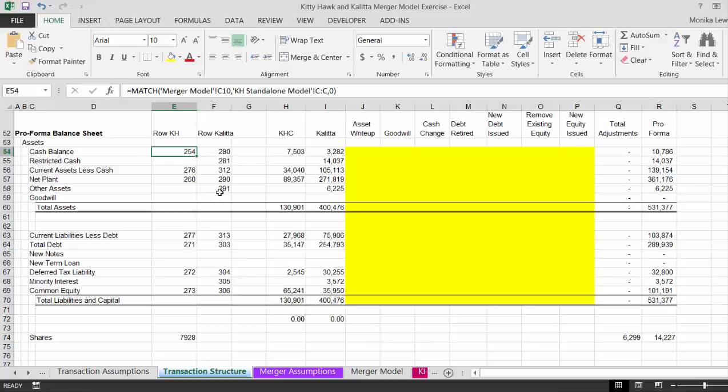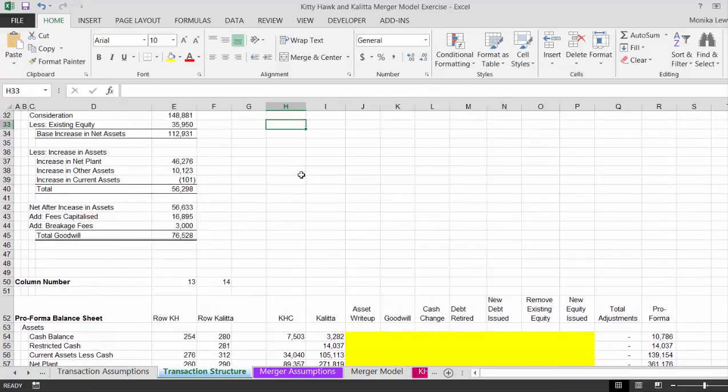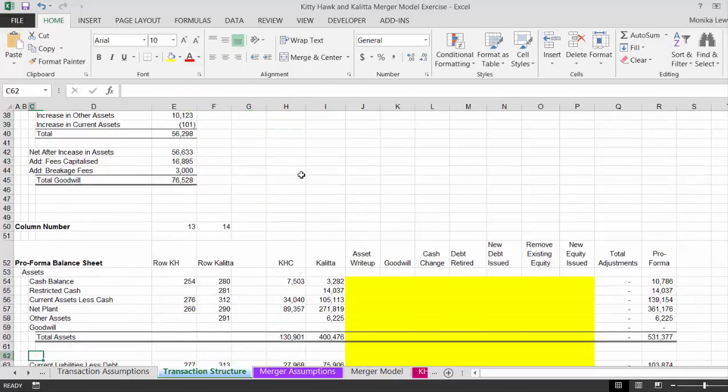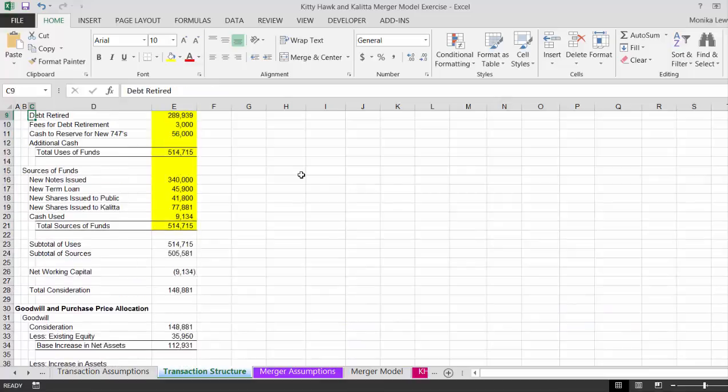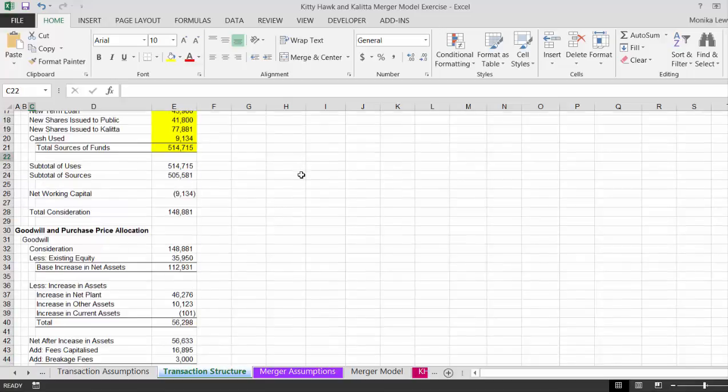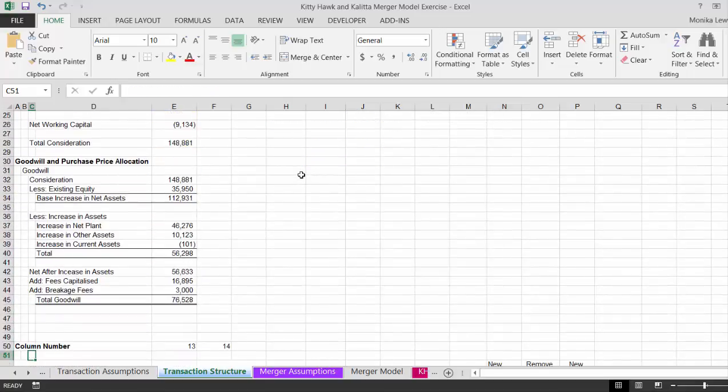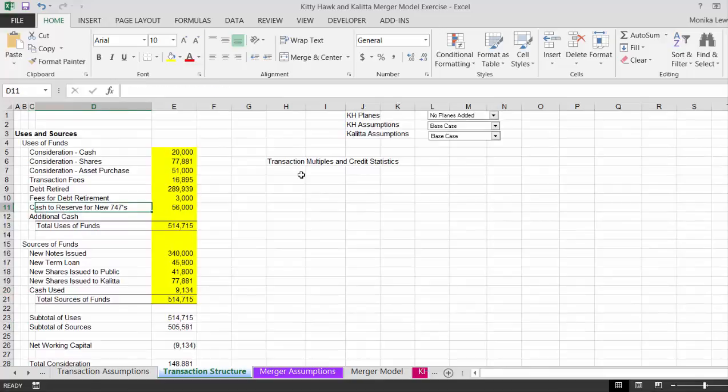this is the row number in the KH standalone model. This is the row number in the other model. And then we can use an index to just plop in our balance sheet, hopefully. It depends, of course, entirely on how you've labeled the balance sheet items. And hopefully it's probably worth relabeling the balance sheet items. Now, once you have the sources and uses together with goodwill, let me finish this. Oh, I'm sorry. So the transaction multiples.